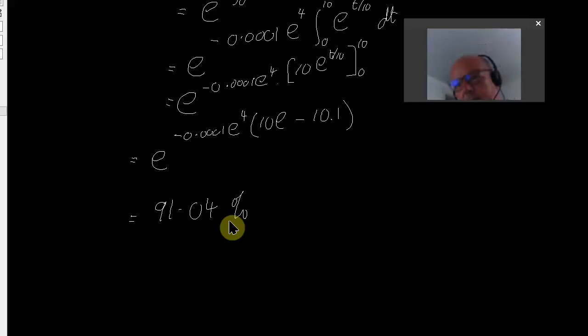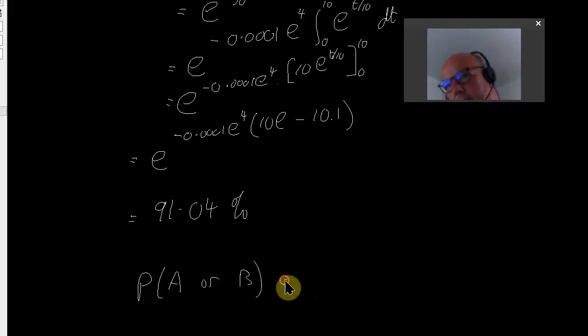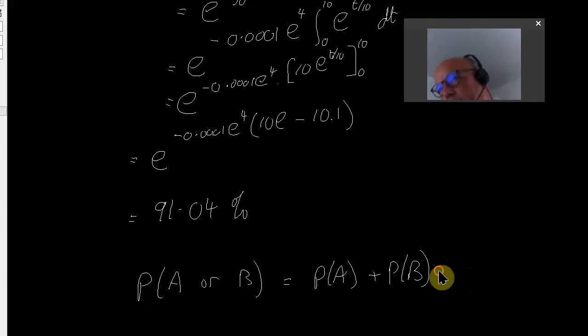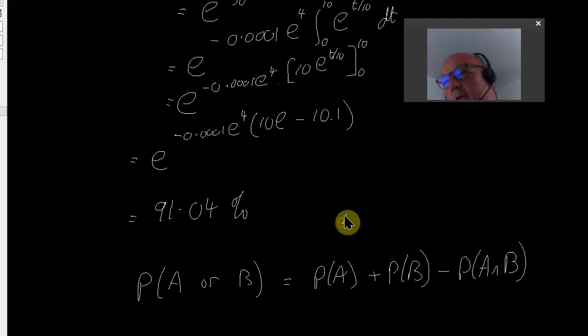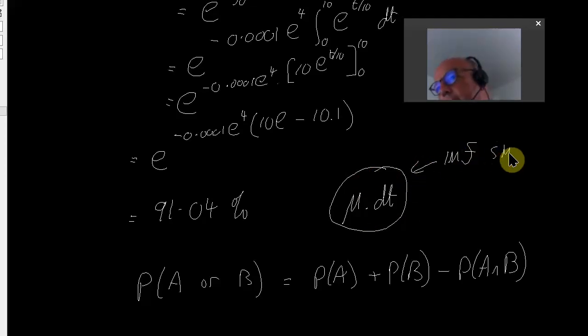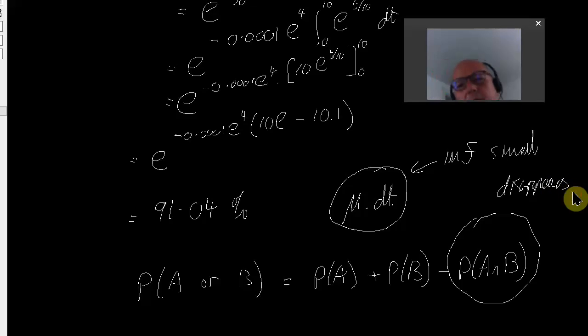It comes down to the fact that the probability of A or B is equal to the probability of A plus the probability of B minus the probability of A intersection B. But when you're dealing with mu times dt, an infinitesimal, the actual probability you're dealing with is infinitesimally small, so this last term disappears. So that is why the calculus of multiple decrement models works by just adding the mu's together.